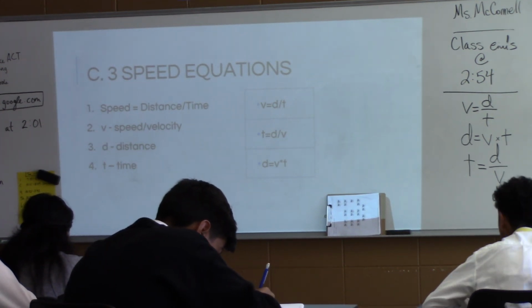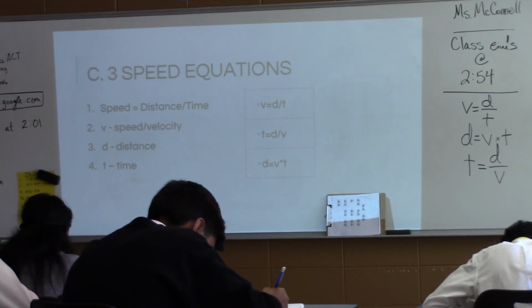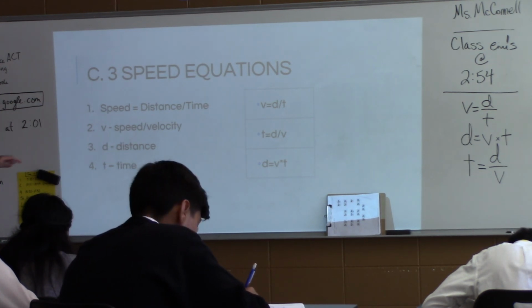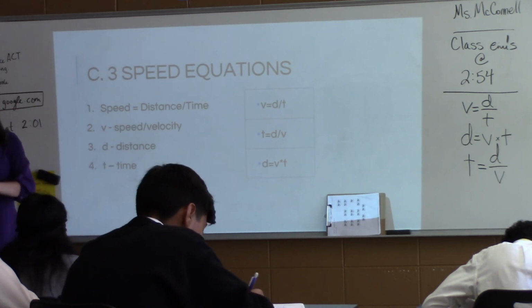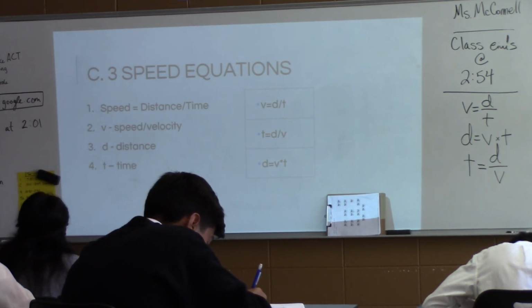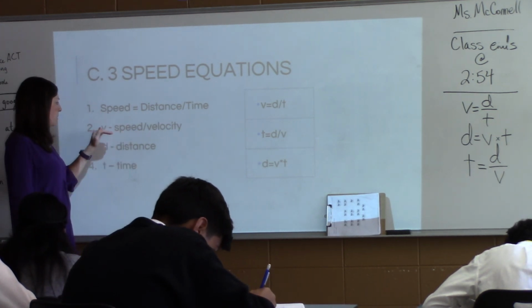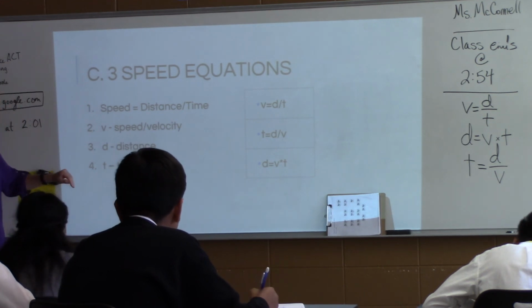So our three speed equations are... speed, and speed is abbreviated with a V because it also means velocity. We'll usually talk about velocity, but we're going to start by talking just about speed because we're all familiar with speed. So speed is going to be abbreviated with a V, distance with D, and time with lowercase d.